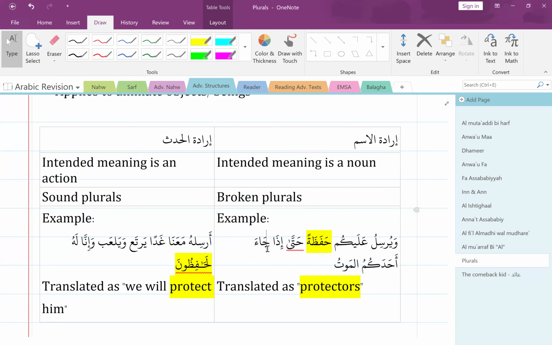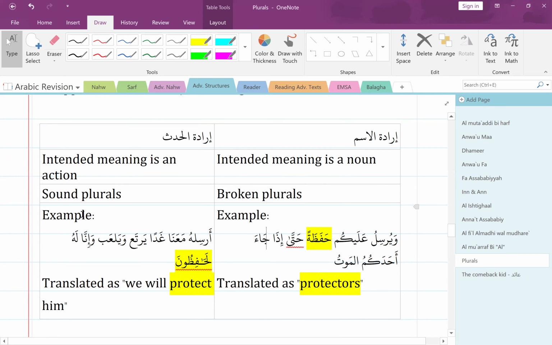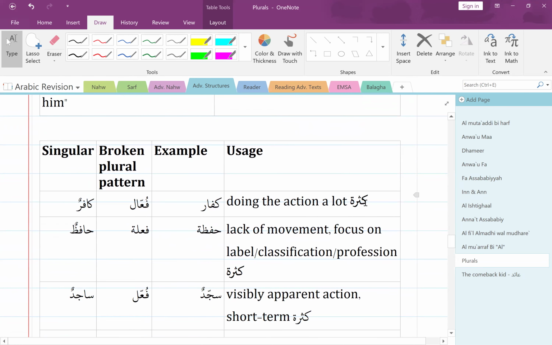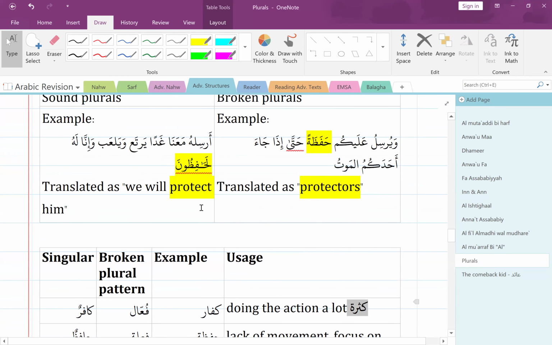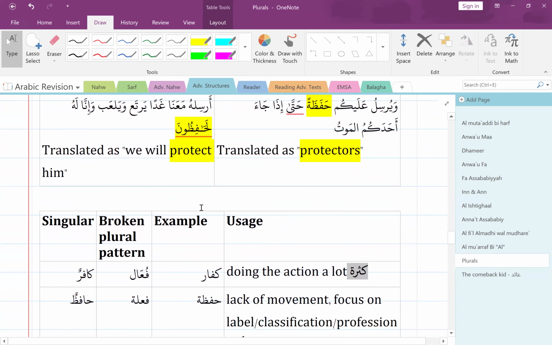So some of this stuff is going to be like that, because it's a long, long list, especially with kathra, jam'u kathra. It's over 30 different kinds of patterns. You can't memorize 30 patterns. Honestly, it's crazy. So you just encounter them and know what to do. But I'll give you a trick or a tip.